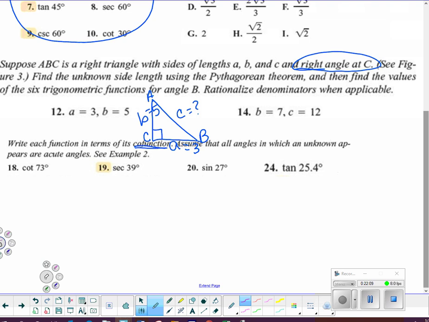Cofunctions, you've got instructions on your notes. Look up that second little grouping where we worked with cofunctions on the front side of the notes.